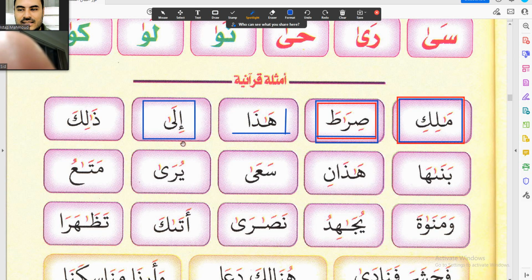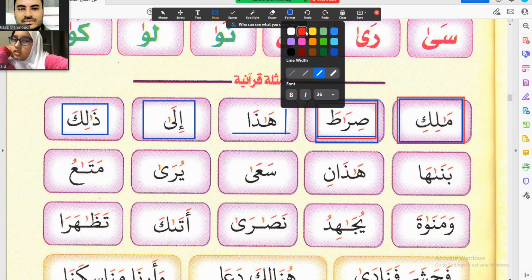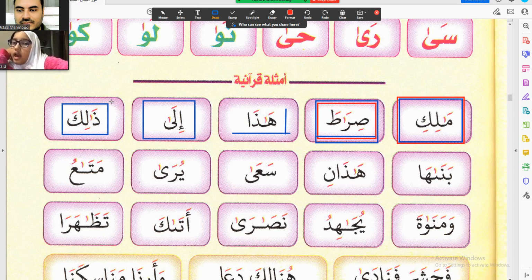Il. Move your finger, ya Suma. Ila. Ila. Okay. This one. Zalika. One more time. Zalika. Zalika. Okay. Here.